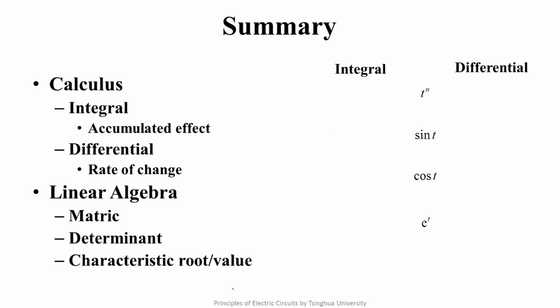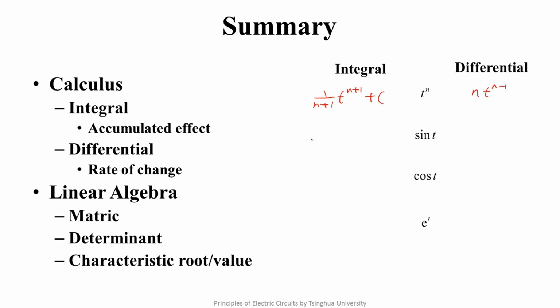Well, here's a summary. This lecture includes two parts. The first one is calculus and the second one is linear algebra. In the calculus part, we've introduced the integral describes the accumulated effect and the differential describes the rate of change. Let's have a review. For t to the power of n, its integral is 1 over n plus 1 times t to the power of n plus 1, and then plus a constant c. Its differential is n times t to the power of n minus 1.